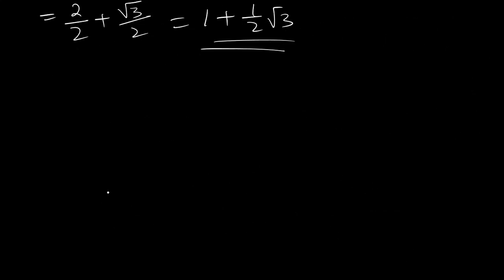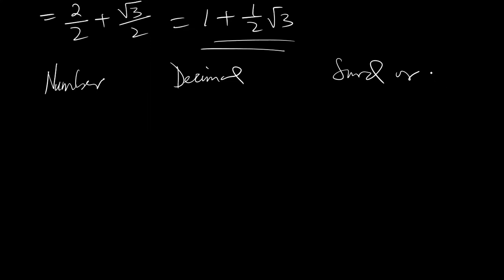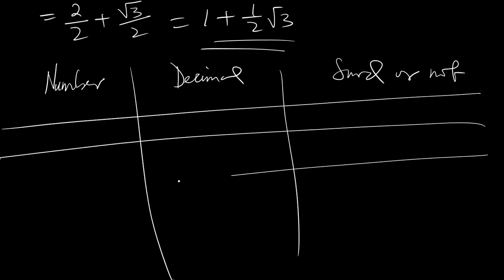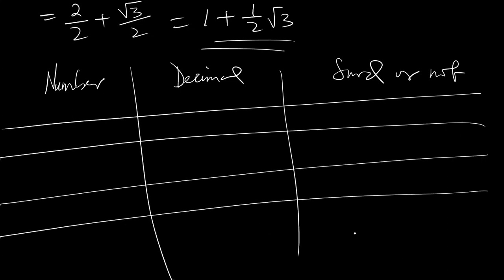Now, let me just give you a table. Now, let's say we have numbers. We give you the decimal, and whether it is a surd or not a surd. Now I just want to further explain what surds are.